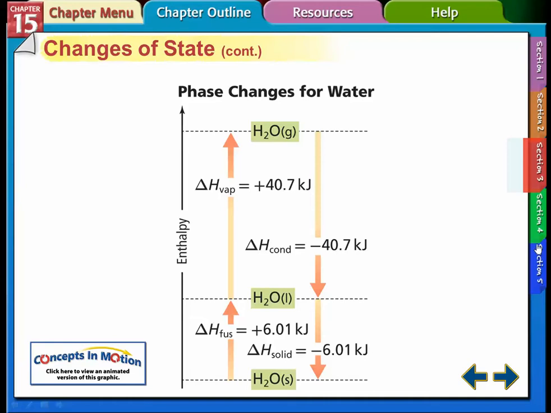Phase changes for water. Start out with solid water. We need to add 6 kilojoules of energy to melt the water. That's the heat of fusion. If we're going from solid to liquid, we're adding that. If we're going from liquid to solid, we're taking that much heat away. Same thing here. Going from liquid to gas, we're adding 40.7 kilojoules. Going from gas to liquid, we're taking away 40.7 kilojoules.